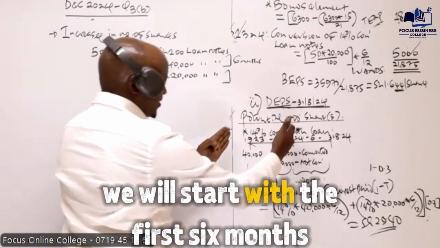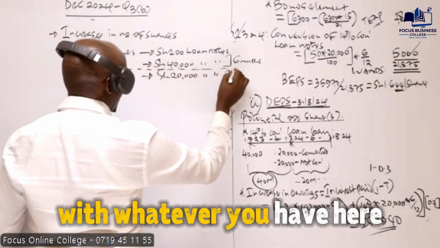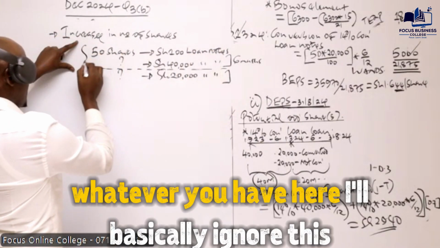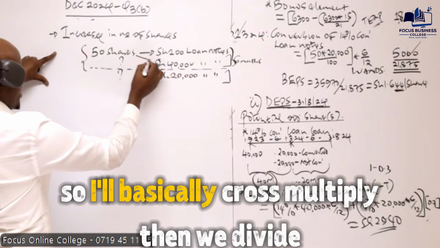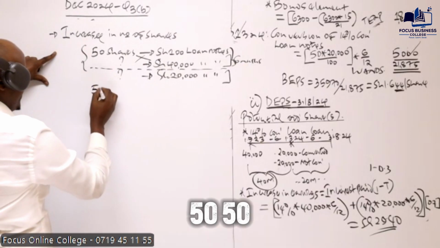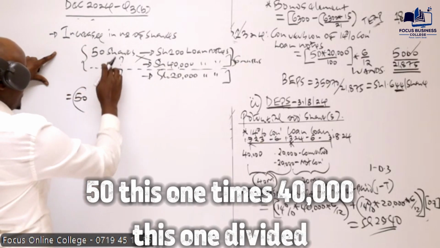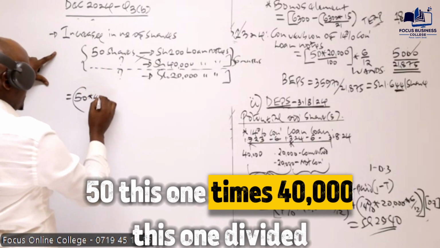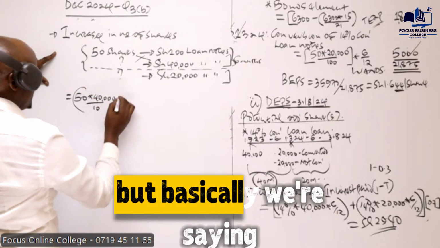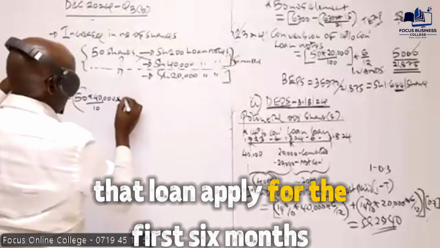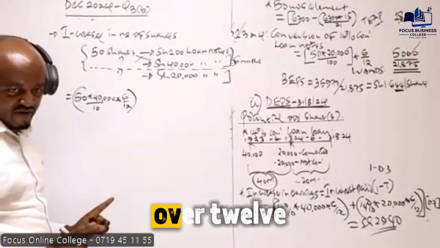So we will start with the first 6 months. In the first 6 months, I'll first of all deal with whatever you have here, and I'll ignore this. So I'll cross multiply, then we divide 50 times 40,000, divided by 100. But we are saying that this will only apply for the first 6 months of the year, so we need to multiply that with 6 over 12.